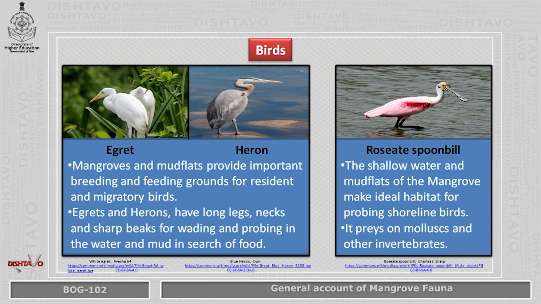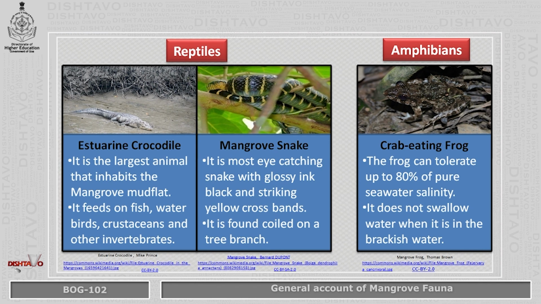The shallow water and mud flats of the mangrove make an ideal habitat for probing shoreline birds. It preys on mollusks and other invertebrates. Now let us learn about the reptiles found in the mangrove forest.